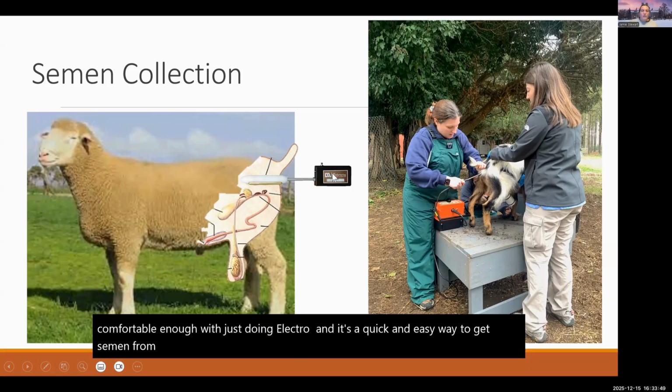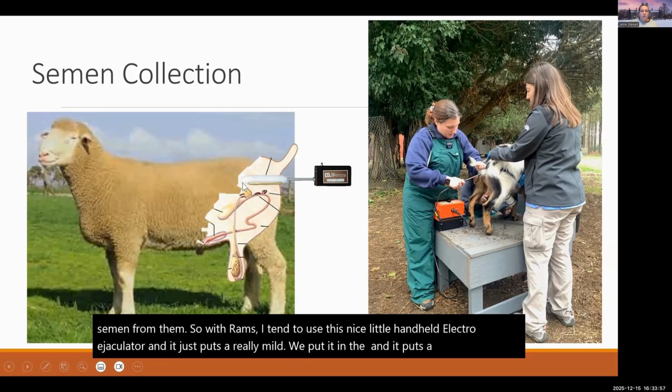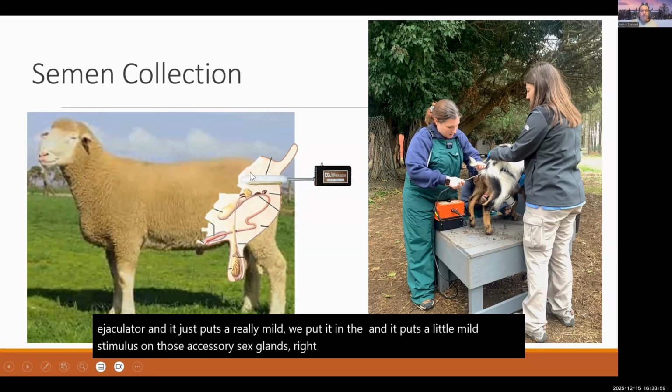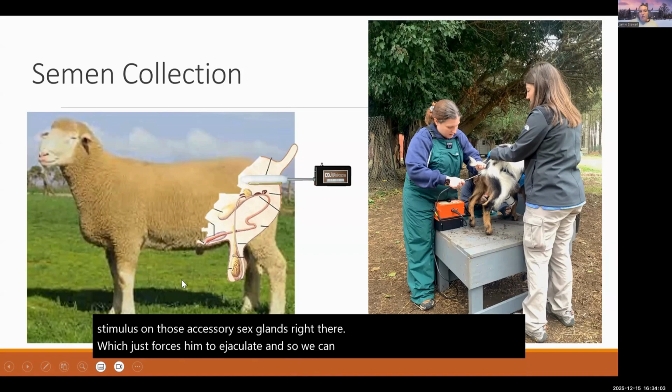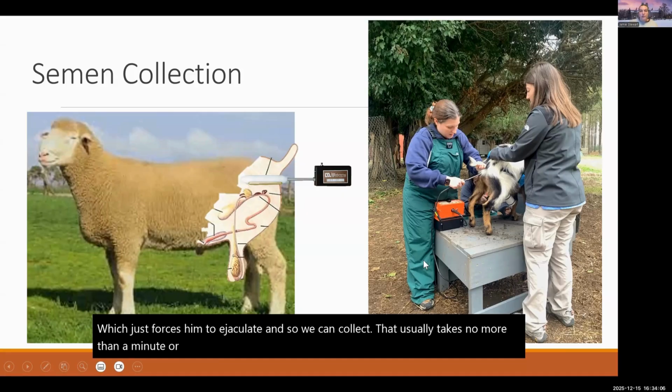With rams, I tend to use this nice little handheld electroejaculator. We put it in the rectum, and it puts a little mild stimulus on those accessory sex glands right there, which just forces him to ejaculate, and so we can collect that. It usually takes no more than a minute or two to get a sample.